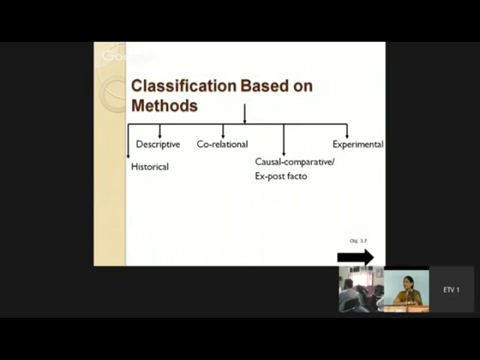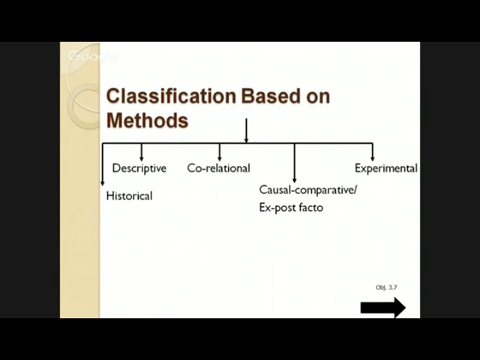Then we have causal comparative research, or it is also referred to as ex post facto research. Anybody who can clarify this term? Ex post facto or causal comparative? Have you come across the term? Ex post facto. That means the cause and effect has already taken place, and now you are trying to establish a probable cause and effect relationship between two variables.